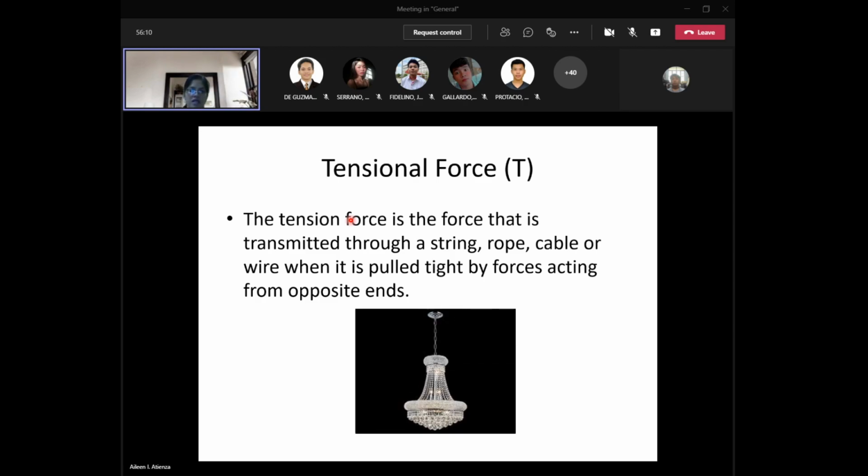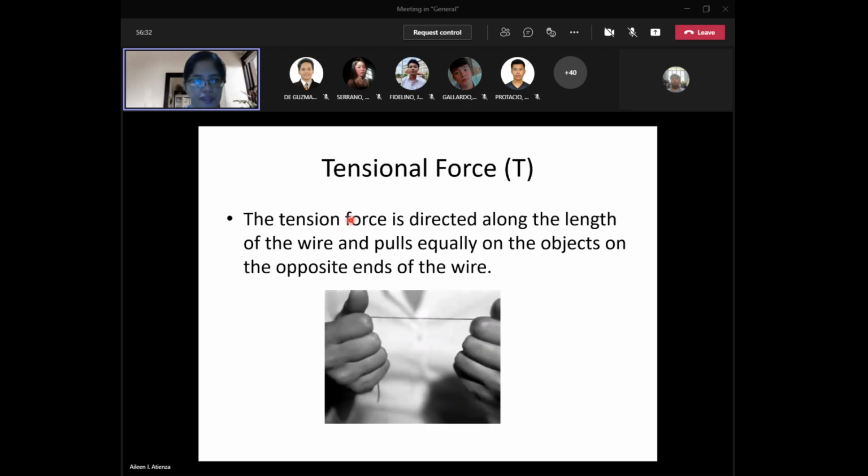To be specific, tensional forces are those objects that are being pulled because they are hanging a certain object at the end of this string, rope, or cable. Okay, so pag tension, ang motion is actually pull motion. It's being pulled. Okay. So the tension force is directed along the length of the wire and pulls equally on the objects on the opposite ends of the wire. As seen in this example.